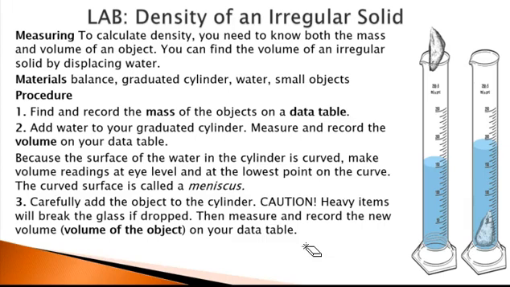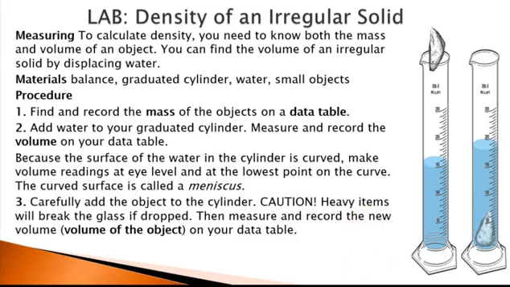There's also some string you can tie to the item and lower the object down. The object has to be completely underwater. So if the object floats, and its density is less than 1, which is the density of water, you will have to take a stir rod to push down the item. Be careful, make sure that the stir rod isn't also under the water, because the stir rod has density. So you're going to only put the item under the water.